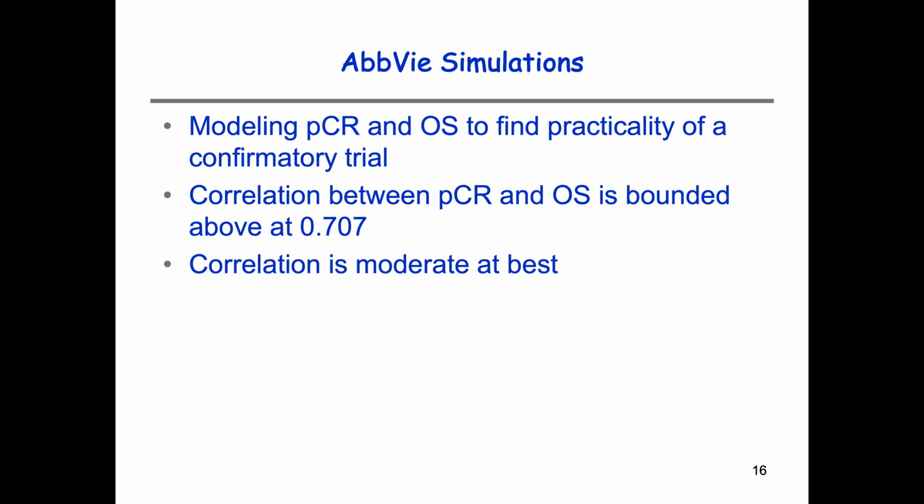Then AbbVie, people at AbbVie did simulations back in 2014. They modeled PCR and OS to find the practicality of a confirmatory trial, that is, after the accelerated approval, and that the correlation between PCR and OS was bounded above at 0.707.